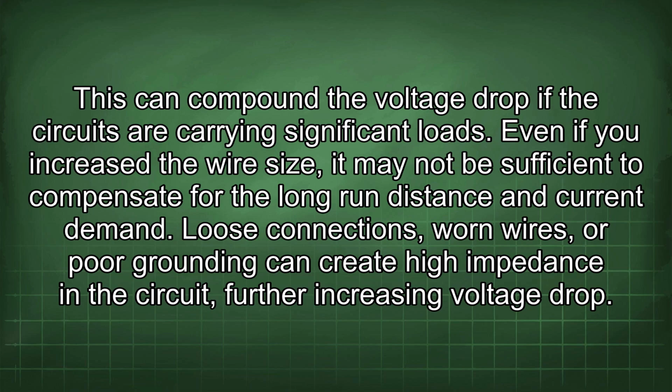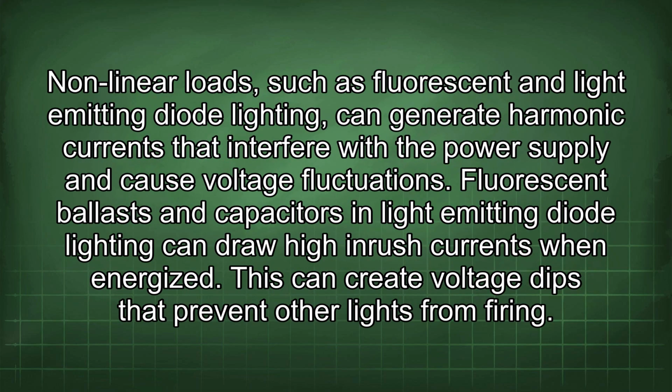Even if you increase the wire size, it may not be sufficient to compensate for the long-run distance and current demand. Loose connections, worn wires, or poor grounding can create high impedance in the circuit, further increasing voltage drop. Nonlinear loads, such as fluorescent and light-emitting diode lighting, can generate harmonic currents that interfere with the power supply and cause voltage fluctuations. Fluorescent ballasts and capacitors in light-emitting diode lighting can draw high inrush currents when energized. This can create voltage dips that prevent other lights from firing.